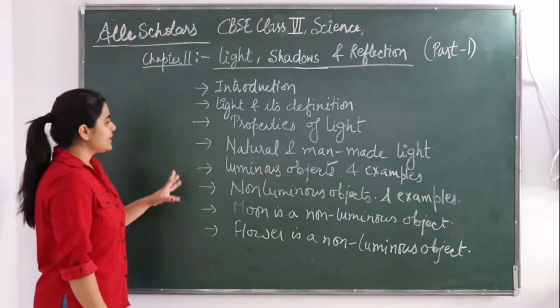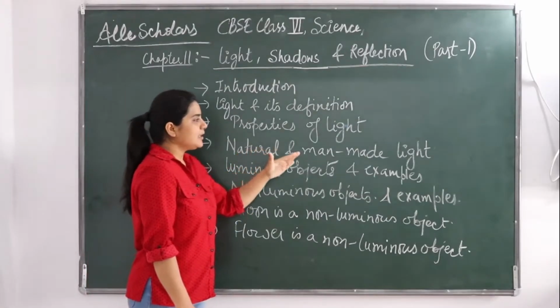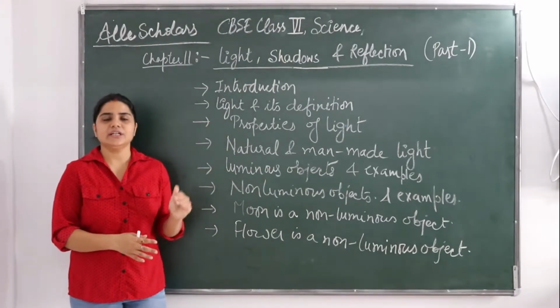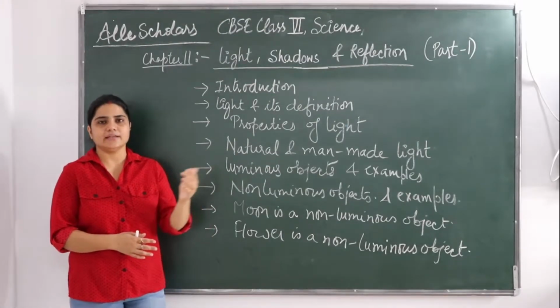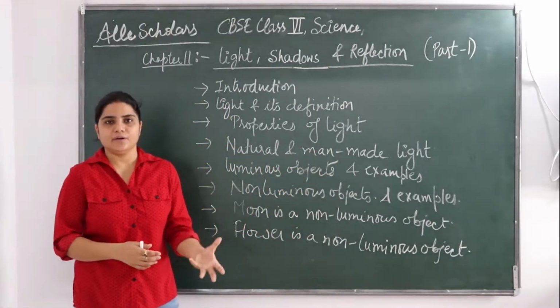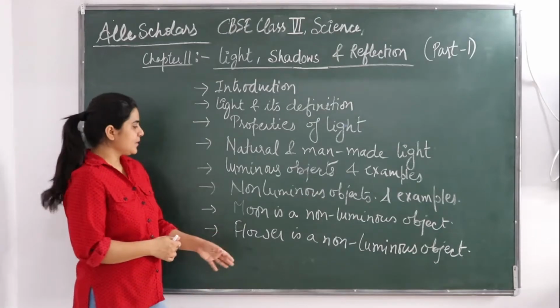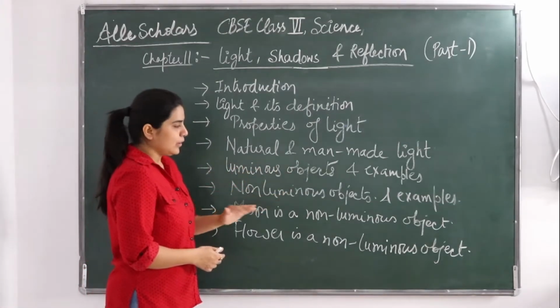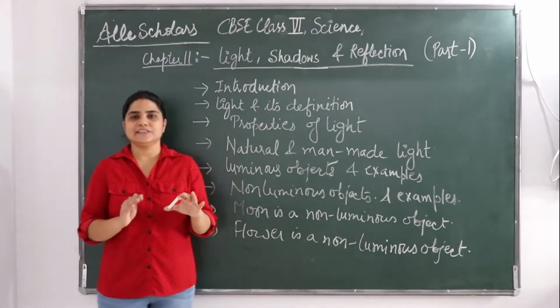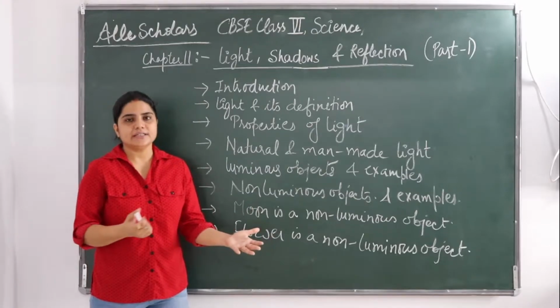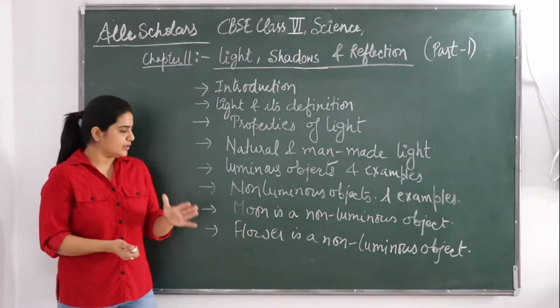Next, we are going to discuss natural and man-made light. Light can be natural light, which is present in nature by itself, like the sun, and it can be man-made light, which is created by some scientist or a man. Next we will be discussing luminous objects and non-luminous objects, and we shall be seeing some good examples of it. Why an object is called luminous and why it is non-luminous.